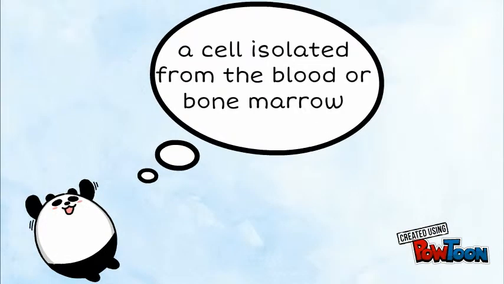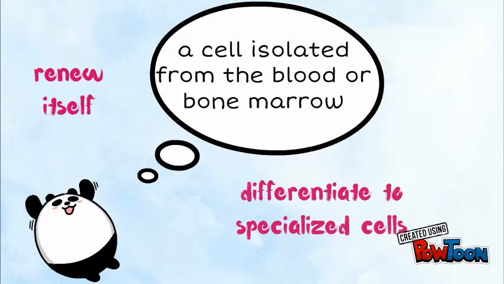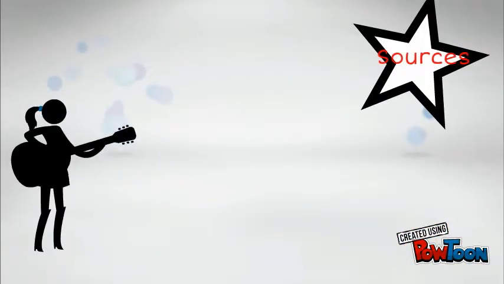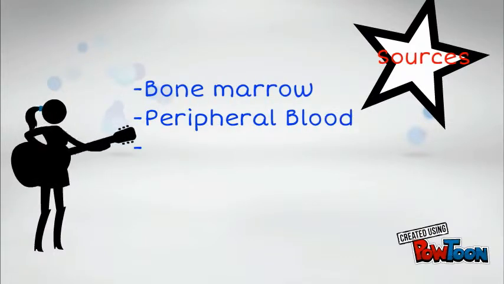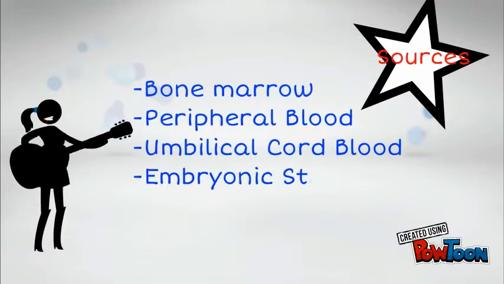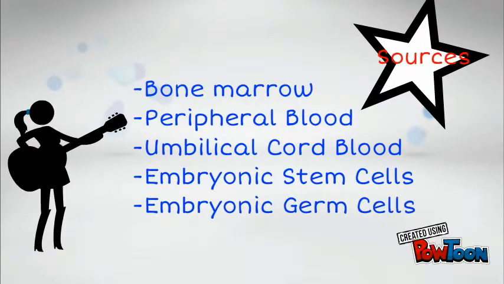Hematopoietic cells is a cell isolated from the blood or bone marrow that can renew itself and differentiate to specialized cells. The sources of hematopoietic cells are from the bone marrow, peripheral blood, umbilical cord blood, embryonic germ cells, and embryonic stem cells.